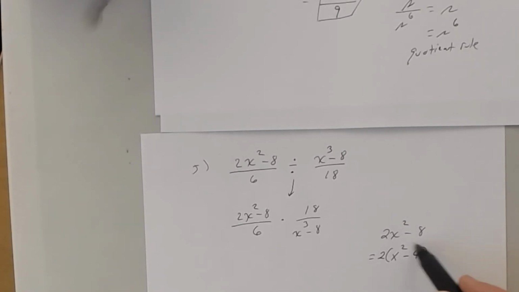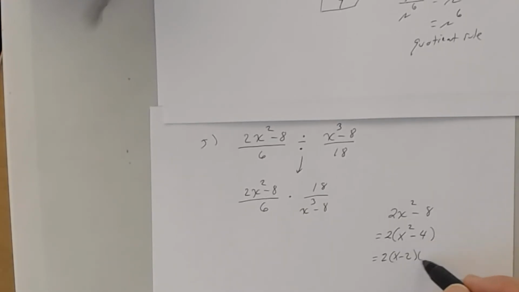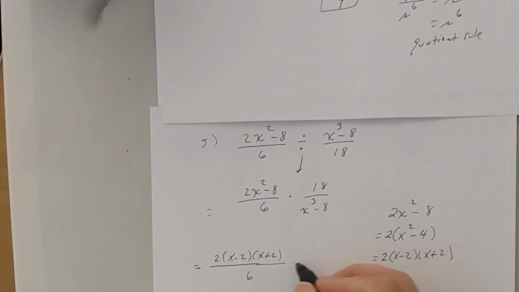So this binomial, that's the difference of 2 squares. So I get 2 times, and when I factor this, that's going to be x minus 2 times x plus 2. So that's the numerator. So in my numerator, I'm going to get 2 times x minus 2 times x plus 2. The denominator is just this monomial. So I'm going to rewrite it. Times, now let's go to the numerator.